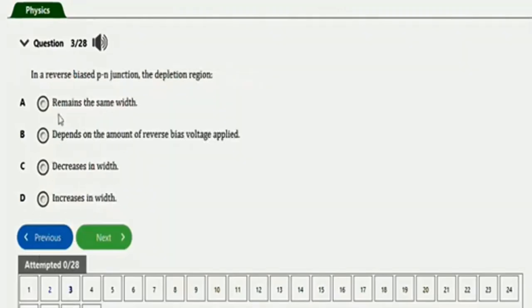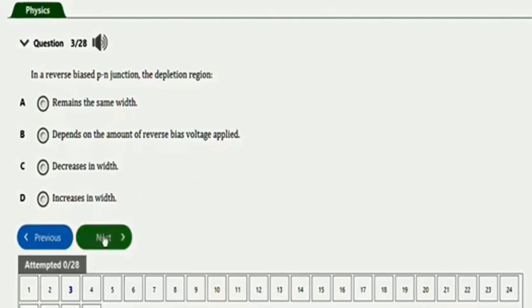So the next repeated question will be this one. It says in a reverse bias PN junction, the depletion layer remains the same width, depends on the amount of reverse bias voltage applied, decreases in width, increases in width. Since it's reverse bias, it will increase in width. The right option is option D.